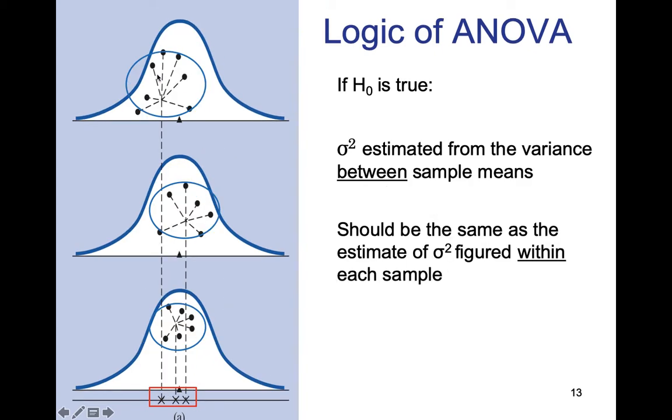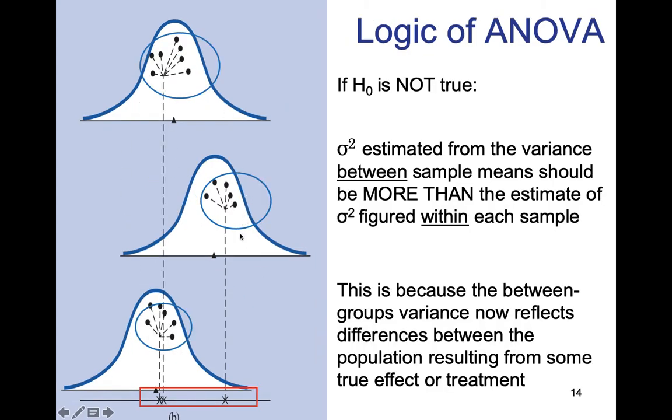So the only thing that's different is the amount of variability between the sample means. Under the null hypothesis, there's the same amount of variability within each sample. That hasn't changed here. But what's different? The amount of variability that we have between our sample means.